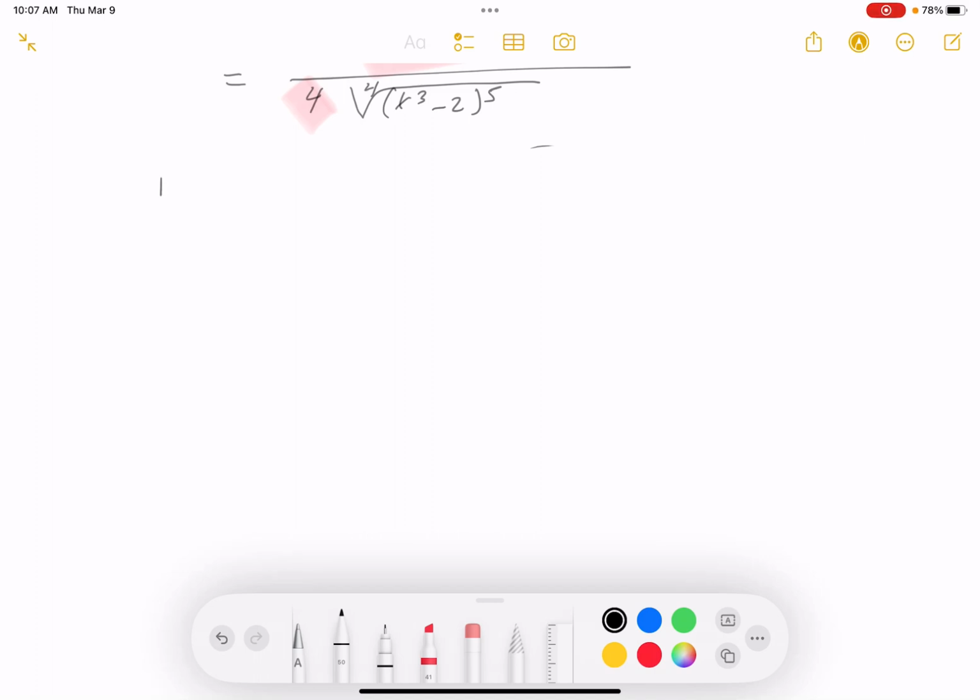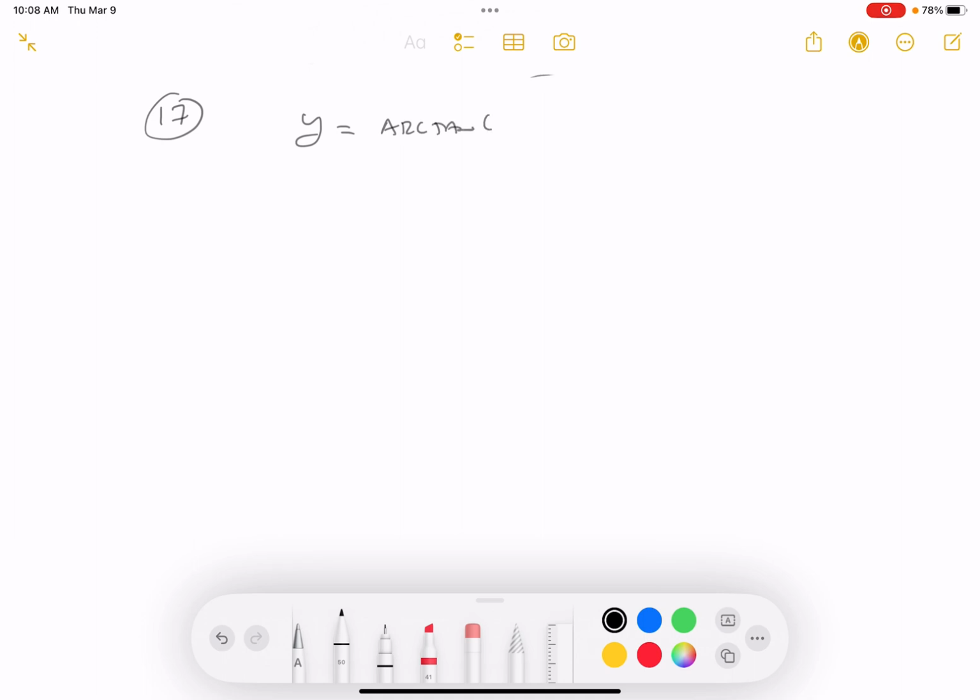Oh, for 17, I'm going to start off with a little bit of review. And the review is going to be this over here. If I have y equals the arctangent of x, I want to find out what dy/dx is. Now, if you can remember it, it's pretty simple. It's 1 over 1 plus x squared, all right?